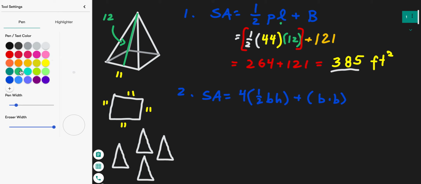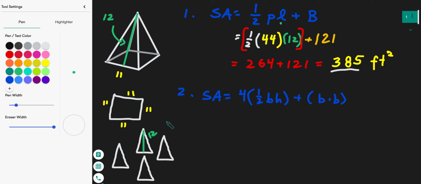So first we need to find the base and the height for our triangles here. So what is the height of this triangle? And they tell you in the diagram, so look at it real quick and think about it. What is the height of our triangle here?